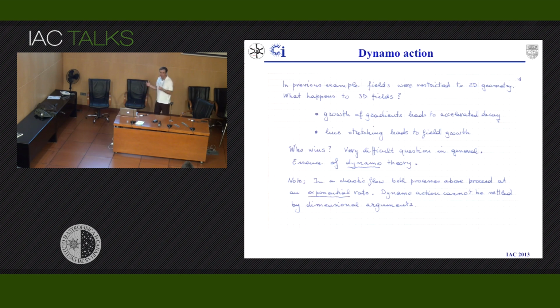So, what about in 3D? Does it always lead to accelerated decay? In other words, now I have a magnetic field, and I start moving it. Can I make it decay less fast than it would have done otherwise? And the answer is, hell yes! I mean, you can move it in such a way that you even undo diffusion completely.